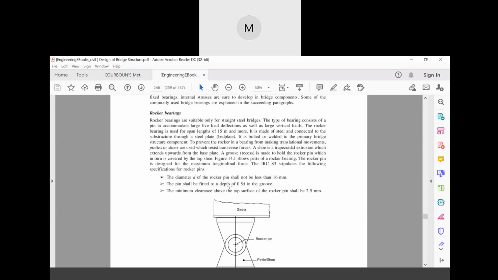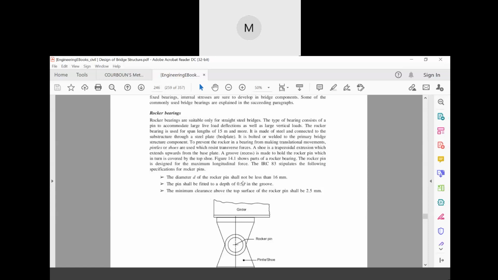Okay. So now to prevent the rocker bearing from making translational movements, pintles or shoes are used which resist transverse forces. Yeah, so I hope you saw in the video. Now the shoe is trapezoidal, which extends up to the base plate. Now a groove is made to hold a rocker pin, which in turn is covered by the top shoe.